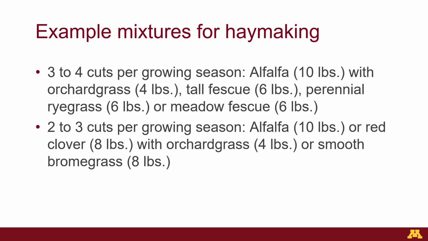Here are some example mixtures for haymaking with recommended seeding rates per acre. A mixture for 3 to 4 hay cuts per growing season could be 10 pounds alfalfa, 4 pounds orchard grass, 6 pounds tall fescue, and 6 pounds perennial ryegrass or meadow fescue. A mixture for 2 to 3 hay cuts per growing season could be 10 pounds alfalfa or 8 pounds red clover and 4 pounds orchard grass or 8 pounds smooth brome grass.